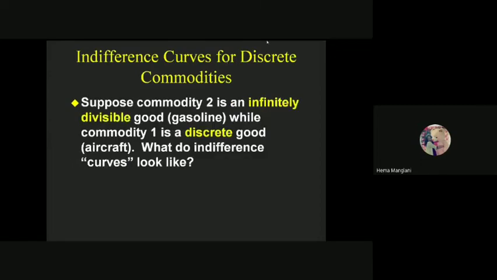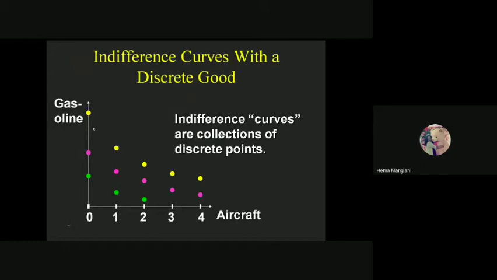Then the indifference curve for discrete commodities would be like this. Gasoline, we cannot take like that. Aircraft, because the utility of that particular good would be destroyed. So you cannot take such goods in such analysis. We can only take the discrete parameters, and like this, the points which you can join, and then you can have the indifference curve like that.